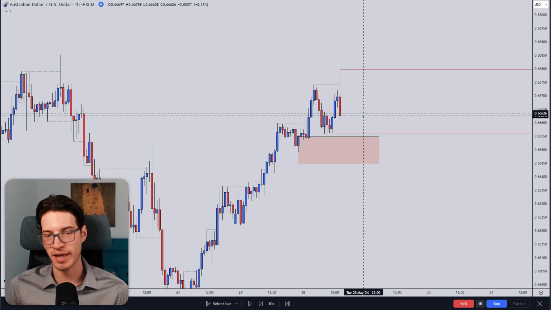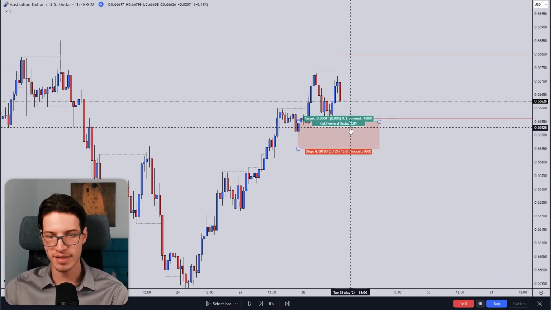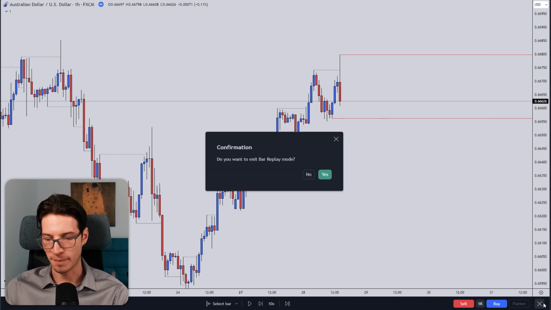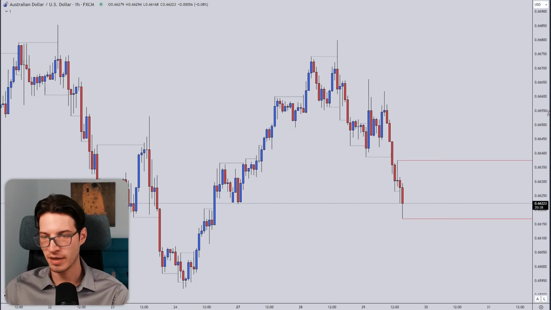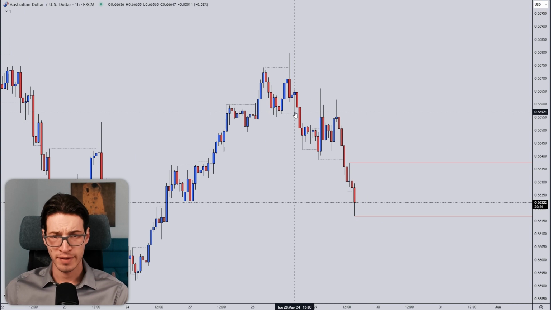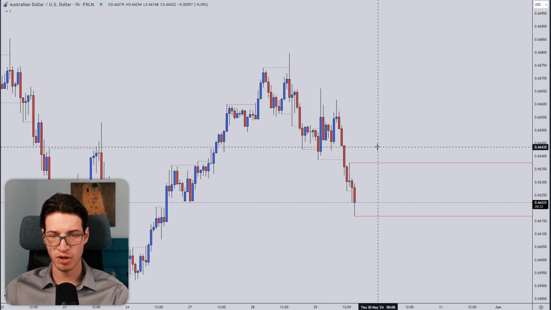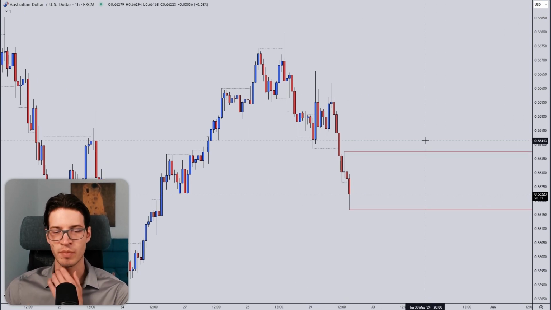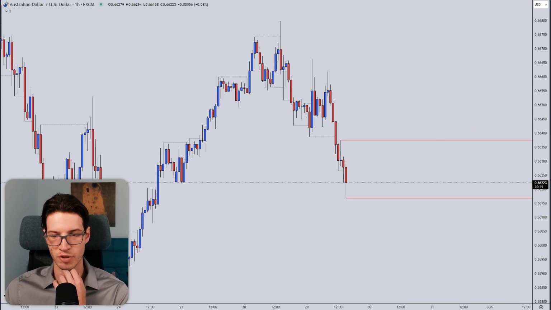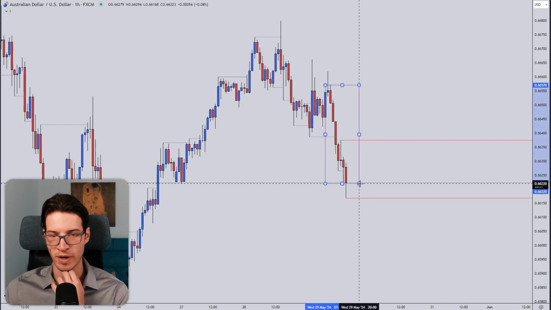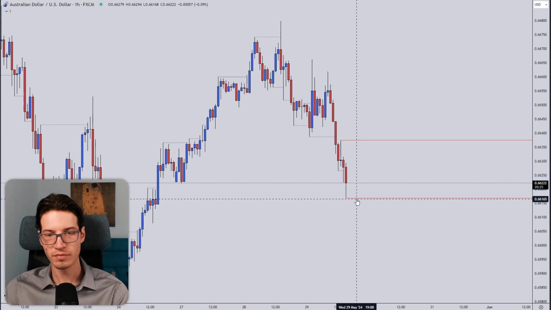Okay, it's just part of the game, part of the probabilities. And yeah, it happens. It is what it is. Then we started descending, broke the structure, and now we are starting to potentially drop just by looking at this price action right here. Okay.